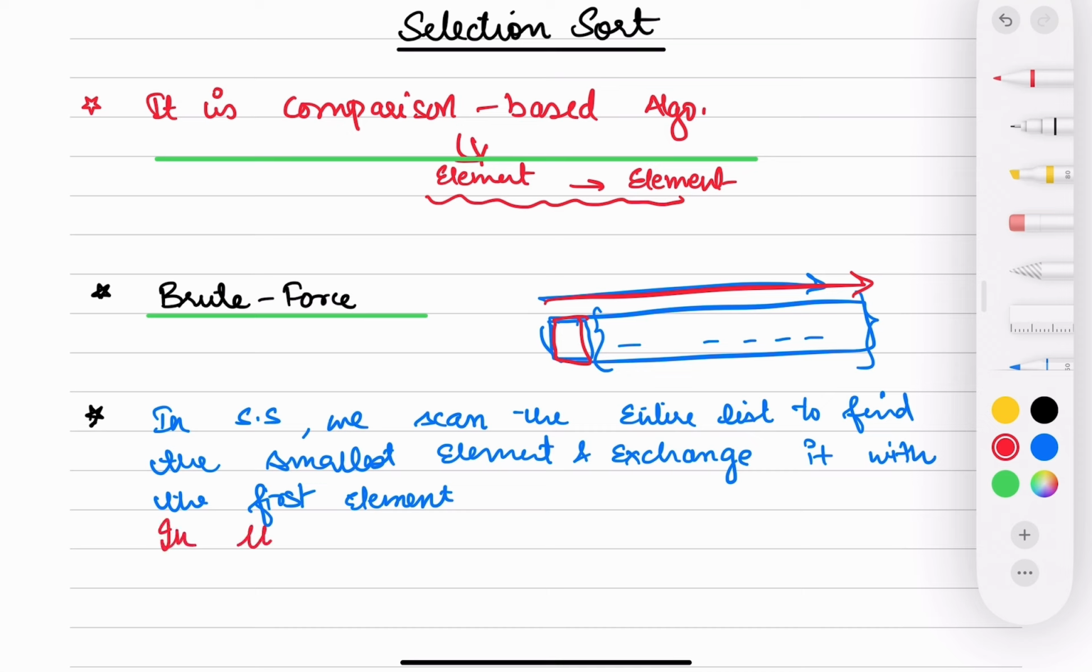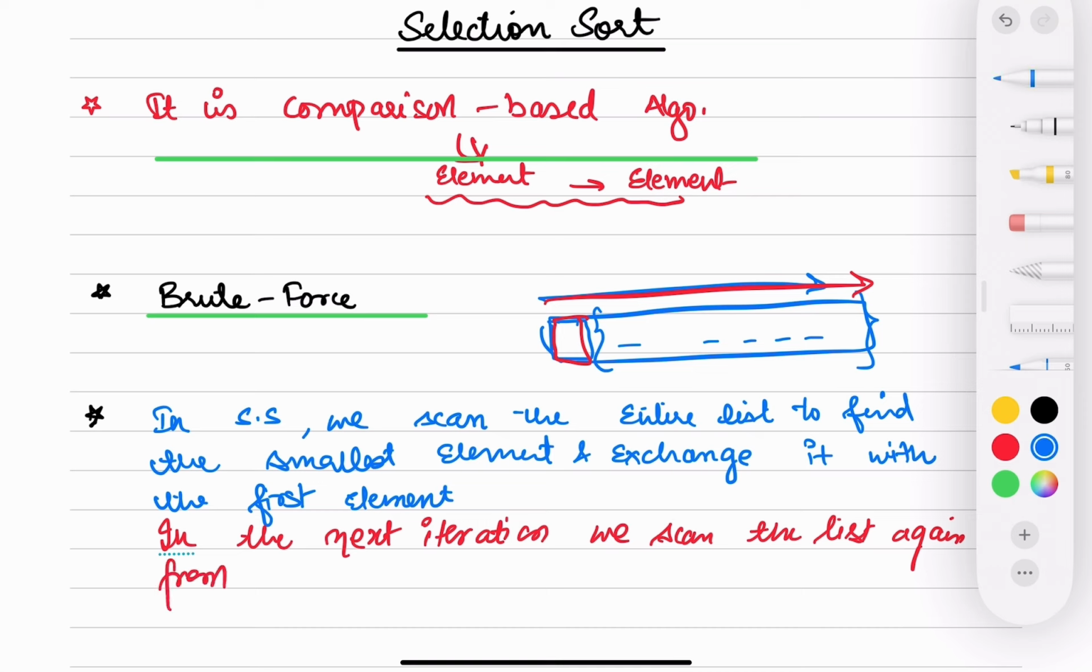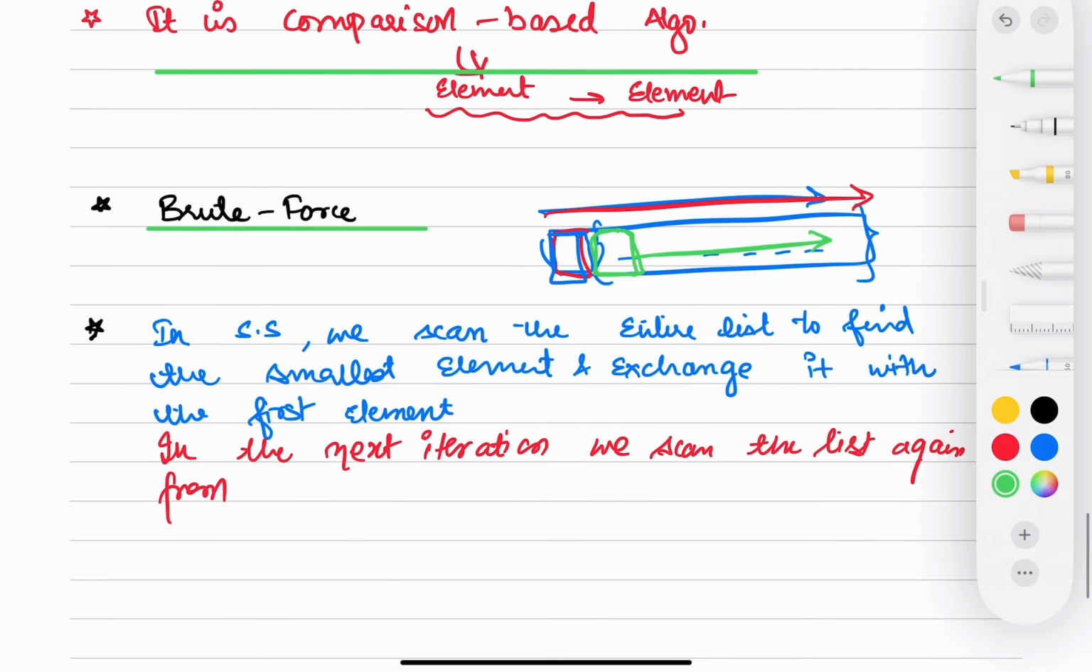Now in the next iteration, we scan the list again, but from where? From the second element. Now one pass is done. Now I'm going to take the second element and iterate through the remaining list, right? Those who have a good foundation will have got the perspective that there are going to be two loops, one loop for the pass and one loop for this iteration, right? If you're not understanding, that's okay. We're going to go step by step, okay?